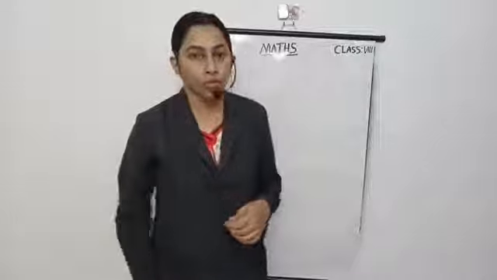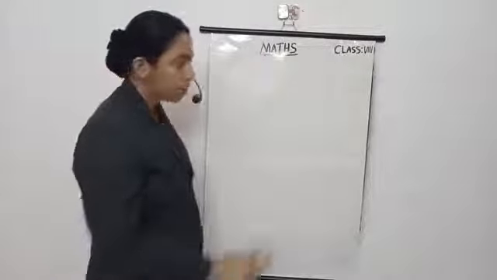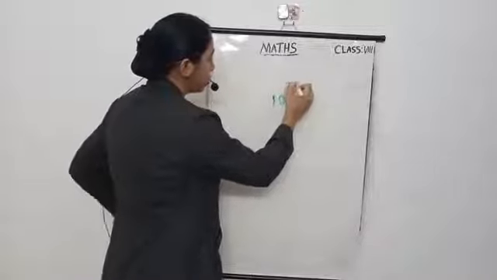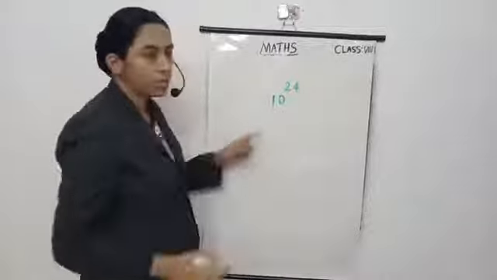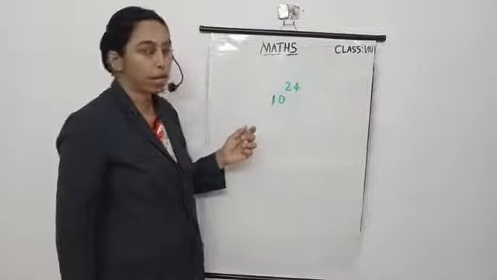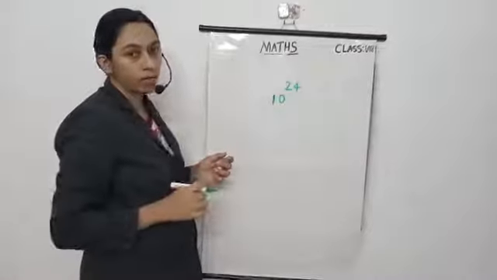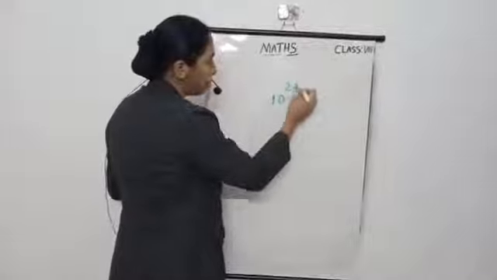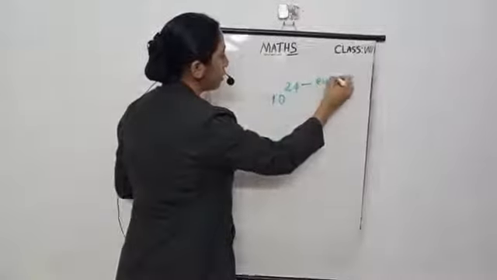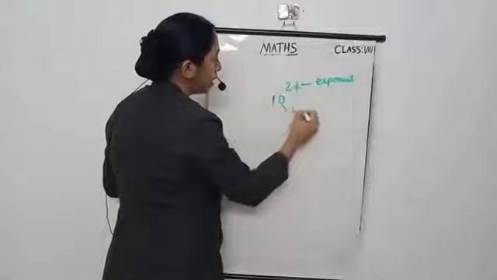Okay, so first, what are exponents and powers? For example, here is one number, 10 raised to 24. How will it be read? 10 raised to the power 24, and 24 is the exponent. 24 is the exponent and this number is the base.